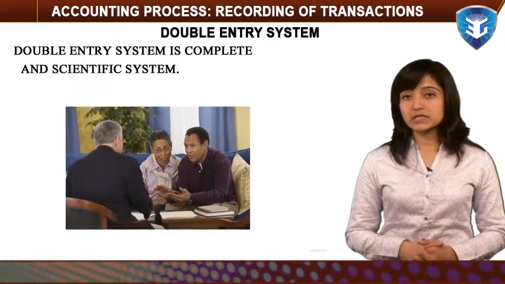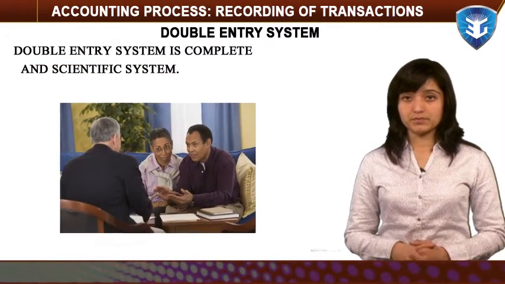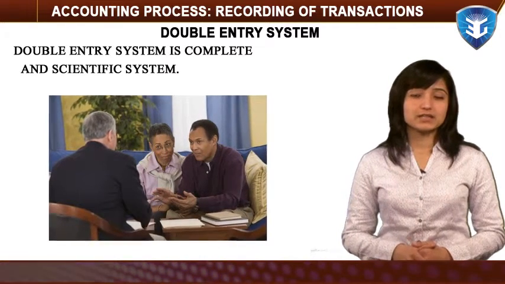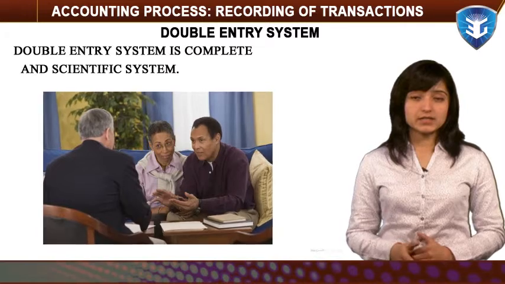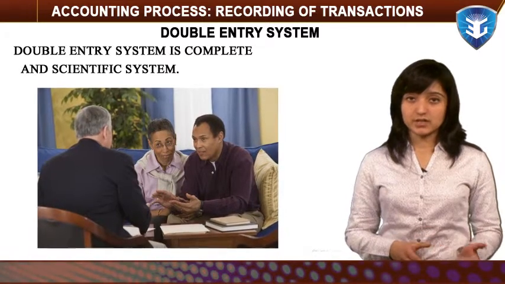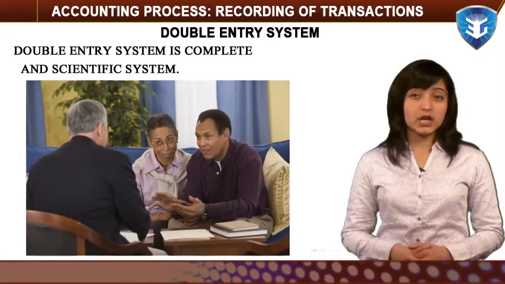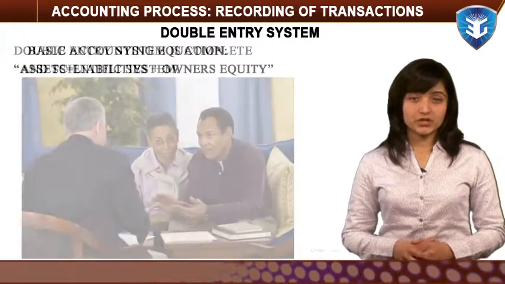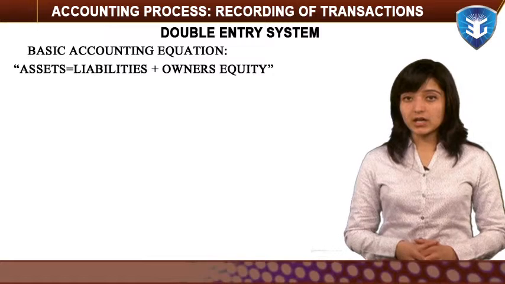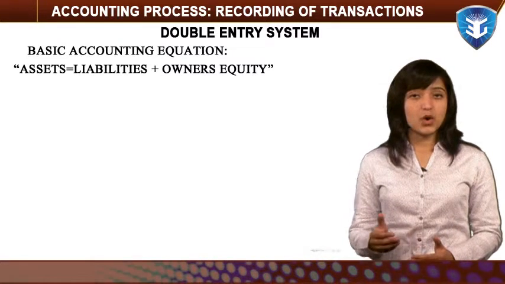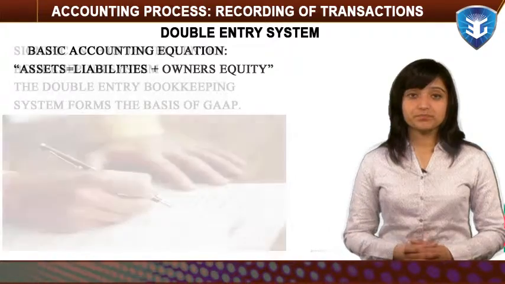Double entry system is a complete and scientific system. It is simple and efficient. Each business transaction affects the accounting elements in at least two ways, that is, debit and credit. And this process of recording transactions is called the double entry system. For each transaction, the basic accounting equation, assets is equal to liabilities plus owner's equity, is affected.